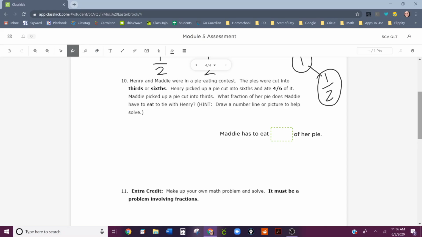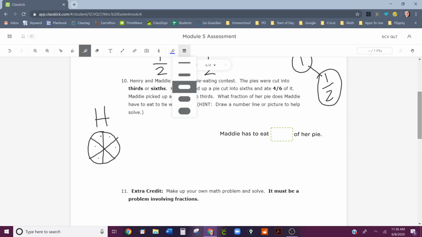So what I'm going to do is now I'm going to go back and take this one step at a time. The pies were cut into thirds or sixths. Henry picked up a pie cut into sixths. So I'm going to make Henry's pie. I'm going to do H for Henry. His pie was broken into sixths. Okay, 1, 2, 3, 4, 5, 6. He ate 4/6 of it. 1, 2, 3, 4.